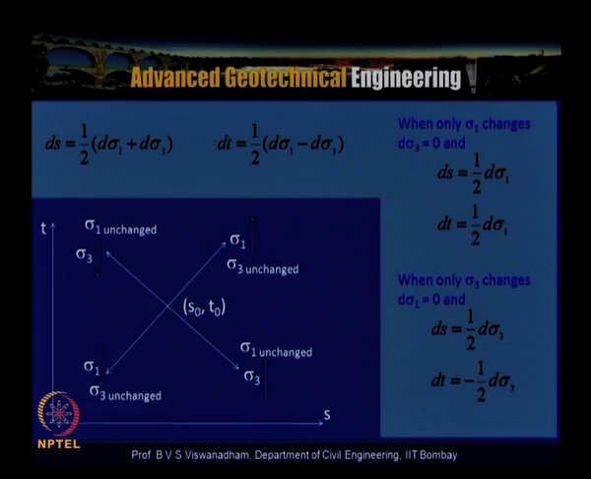So here we have dS, which is a small change in (sigma 1 plus sigma 3) by 2, that is, (d sigma 1 plus d sigma 3) by 2, and dT is half of (d sigma 1 minus d sigma 3). When sigma 1 changes, d sigma 3 is equal to 0, that means sigma 3 is held constant. Then dS is equal to half d sigma 1 and dT is equal to half d sigma 1. So you can see that dS and dT are both the same.